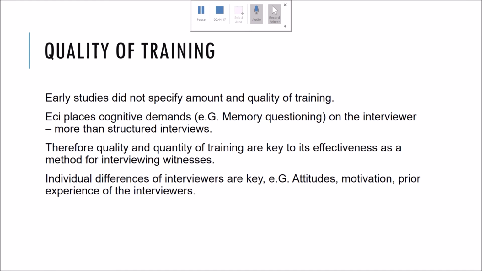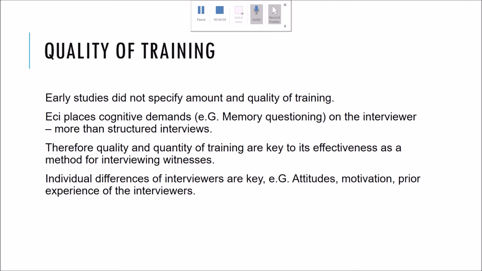And then the last thing that they look at is the quality of training. So they make some suggestions about training and use of the cognitive interview. They suggest that the enhanced cognitive interview places cognitive demands on the interviewer more than the structured interviews, so it's more complex because there are memory questioning techniques being used, and therefore the quality and the quantity of training are key to its effectiveness.